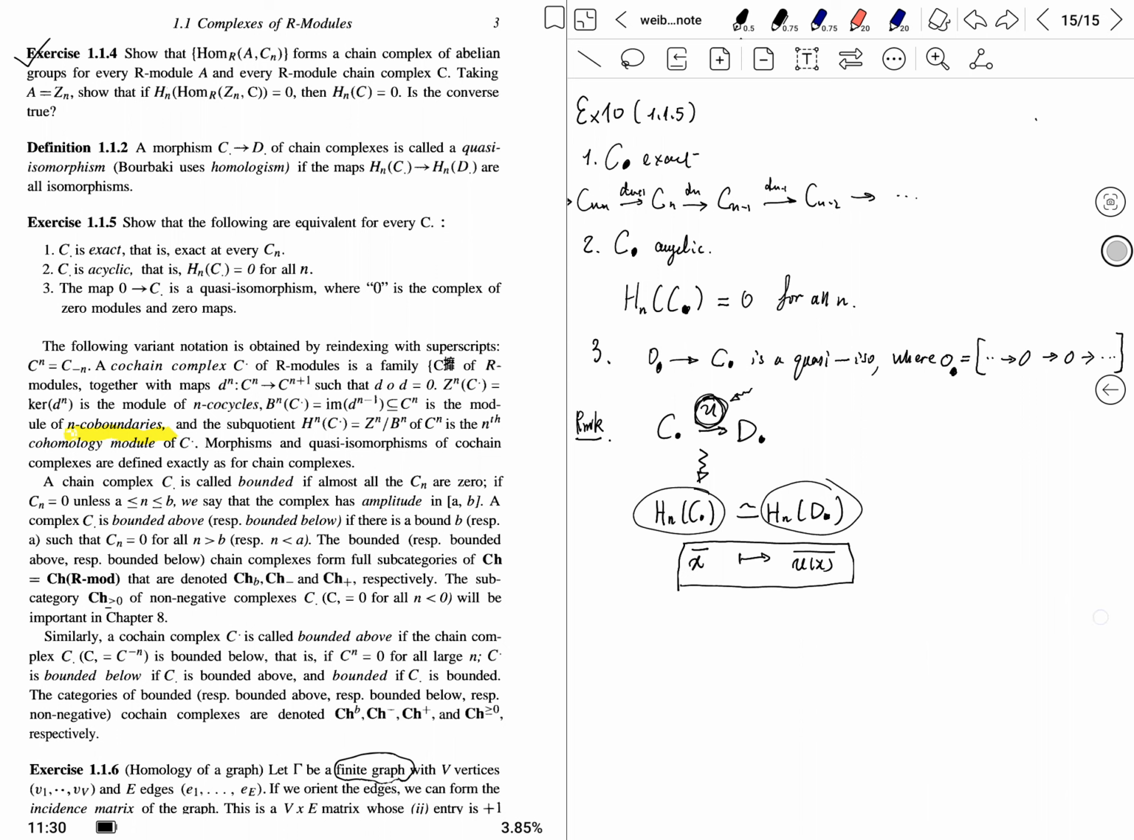Okay, so solution: firstly, if C is exact, then by definition kernel d_n quotient image d_{n+1} is isomorphic to 0. This implies H_n is 0, right, for any n. This implies 1 implies 2.